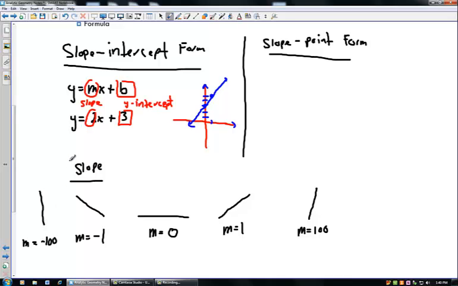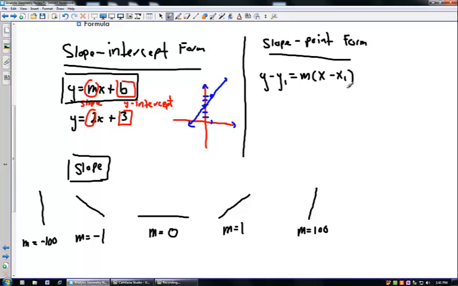So first, hopefully you have some intuitive idea of what slope is. I mean, we use the word the slope of a roof, the slope of a road. And then you can connect it to the formula for a line. The second formula is a little bit more abstract. So y minus y1 equals m times x minus x sub 1. And again, the slope is m, and then x1, y1 is some point on the line.